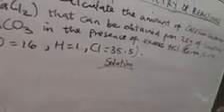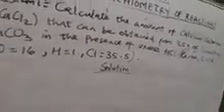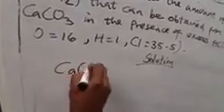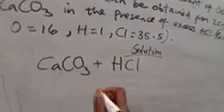We have calcium chloride. We have calcium carbonate, that is limestone. We also have hydrogen chloride. And the question says, calculate the amount of calcium chloride that can be obtained from 25 grams of limestone in the presence of HCl. So this means that our reactants in this question are limestone, calcium carbonate, plus HCl.